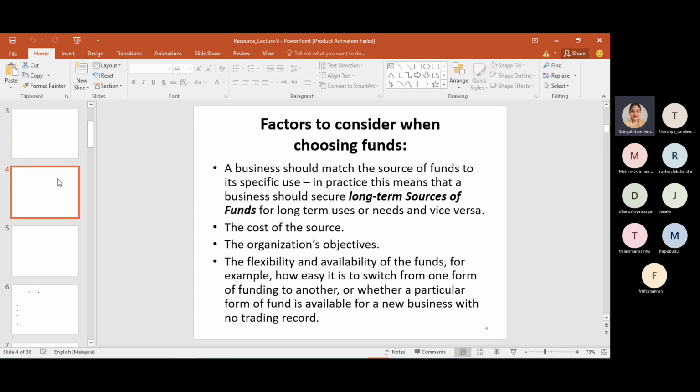These are the factors that you have to consider when you are choosing a source of fund for your company. There are different sources of funds, so when you choose a source, these are the factors that you need to consider. When selecting a source, these are the factors that we need to consider.